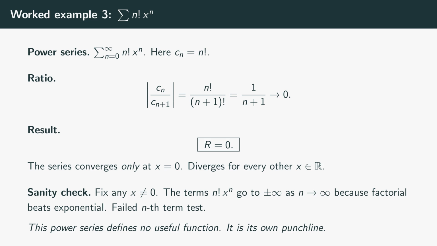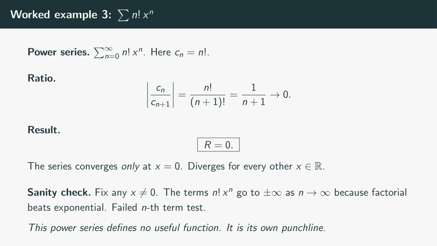Sanity check it. Fix any x not equal to 0. The nth term is n factorial times x to the n. For large n, the factorial n factorial grows faster than any fixed exponential, the absolute value of x to the n. That's a fundamental fact about factorials. So the terms n factorial times x to the n blow up in absolute value, failing even the nth term test for convergence. So this power series is essentially useless as a function.